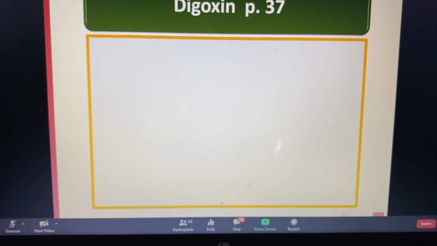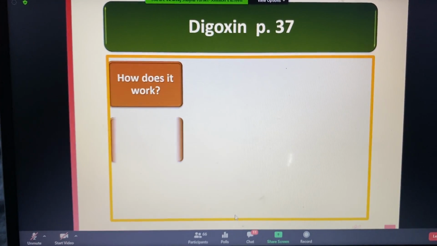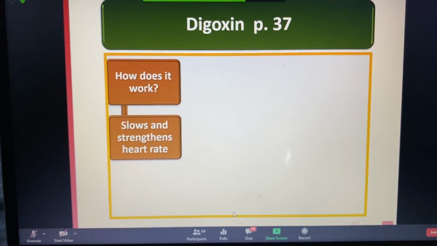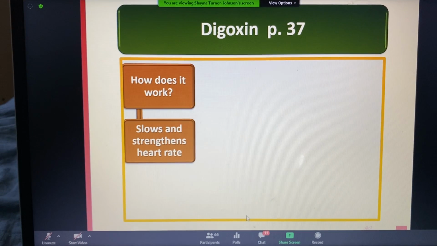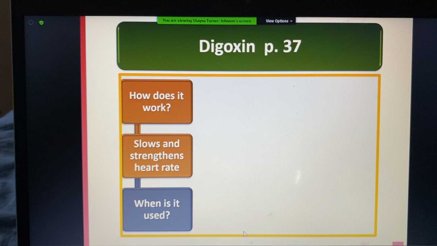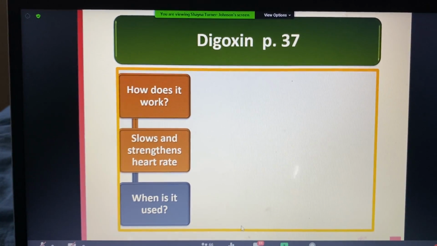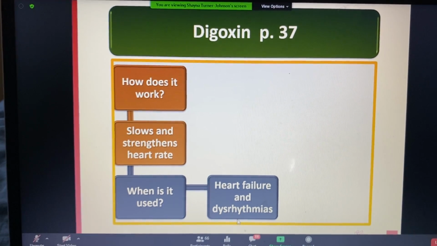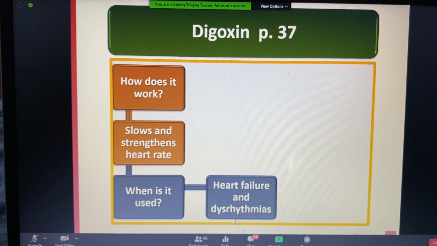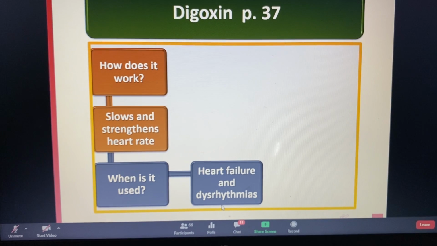Let's talk a little bit more about digoxin here on this slide. It's also on page 37 in your book. So if you're struggling with that, this is something, again, to jot down in your notes, right? I want to review digoxin in greater detail. So it slows and strengthens the heart rate. Okay, so that's innately what it does. We use it most typically for patients who have heart failure or dysrhythmias, or both. So it can strengthen the heart and increase cardiac output. That's how it works with heart failure.